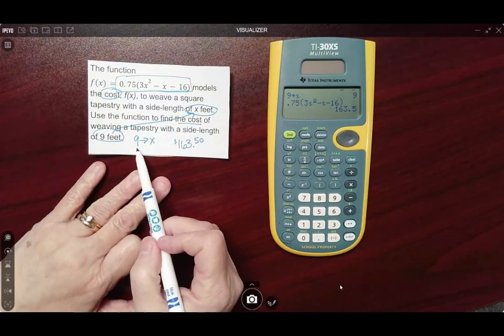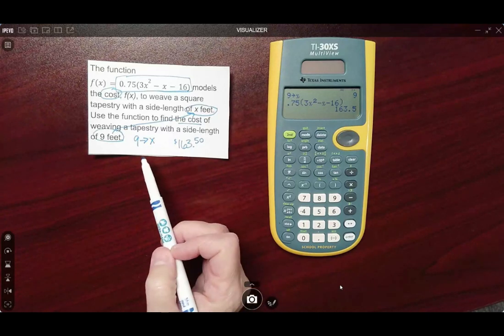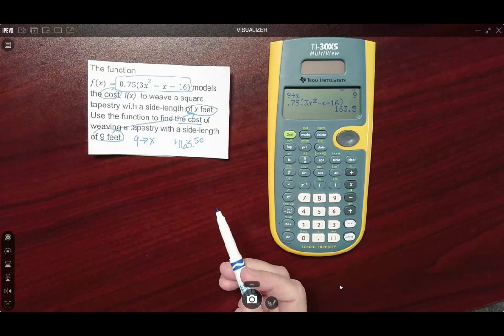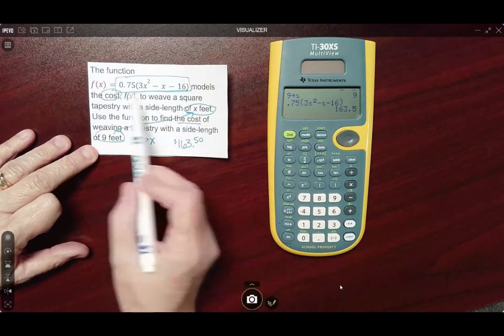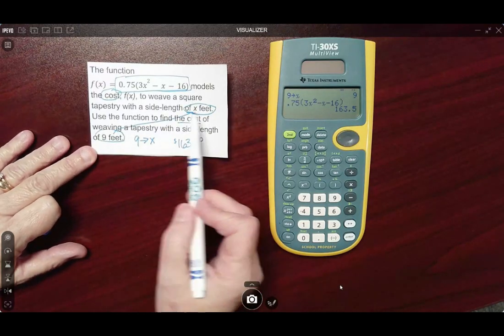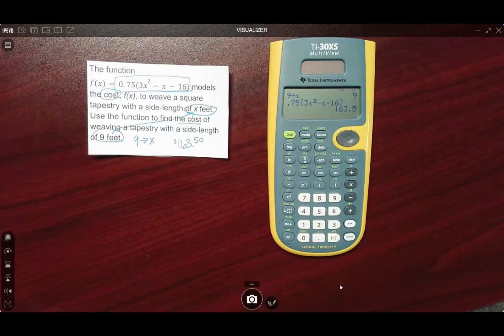If I wanted 8 feet, the cost is probably going to be a little less. If I want 10 feet, the cost is probably a little bit more. But for 9 feet, that's the function, put 9 in for x, and it gives you that cost for 9 feet. Most of the time, if they are asking you to evaluate a function with these word problems, they're going to give you the number that goes in for the variable. There's a few examples when they don't, and let's look at one of those.